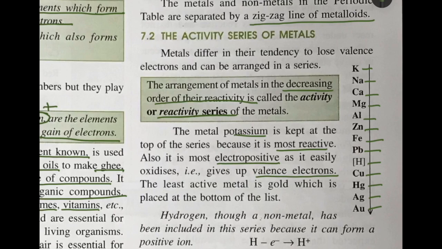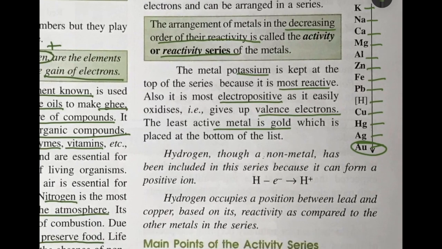The least active metal, right at the bottom, is gold. Now hydrogen, you can see, though it is a non-metal, has been included in this series. Why? Because it can form a positive ion. I have been telling you again and again, hydrogen has only one electron in its outermost orbit, which it can easily lose. Once it loses it, it becomes positively charged. So you can see hydrogen is between lead and copper.